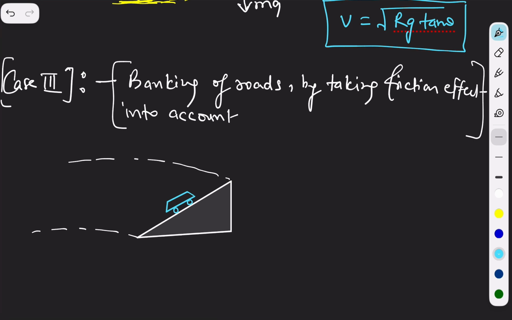This is the front view only. Front view of the car. I can just show a little bit. I think I have messed up. Just give me a second, let me try this once again.